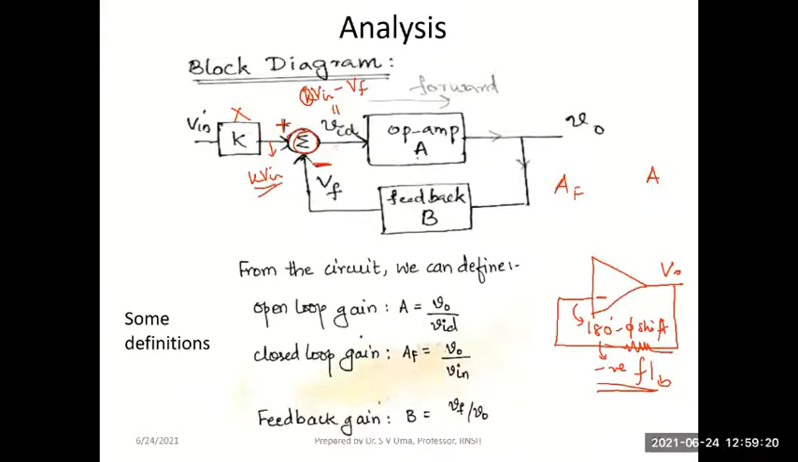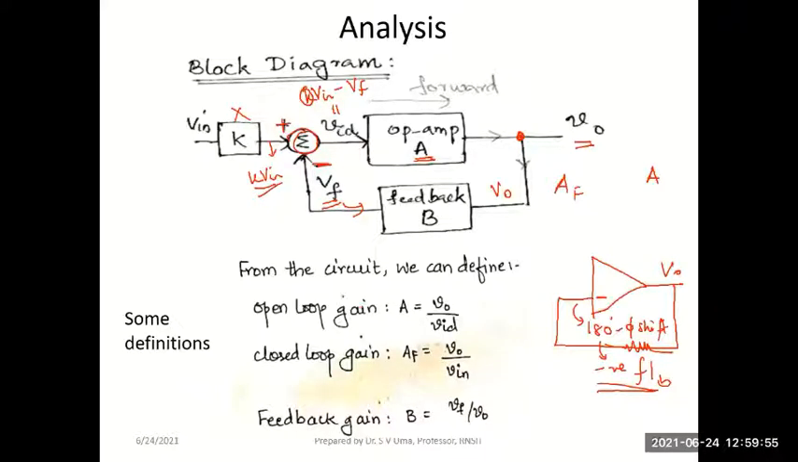This is fed to the basic op-amp with gain A, and the output of the op-amp is V0. Now I want the same V0 to be supplied as input to the feedback network. So I'll make a parallel connection with the output. Whatever voltage I am having here, the same voltage will come here. It is given as input to the feedback network, and the output voltage of this feedback network is VF.